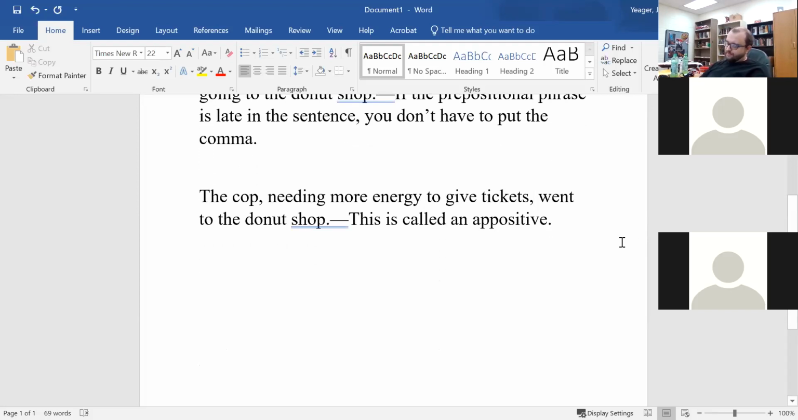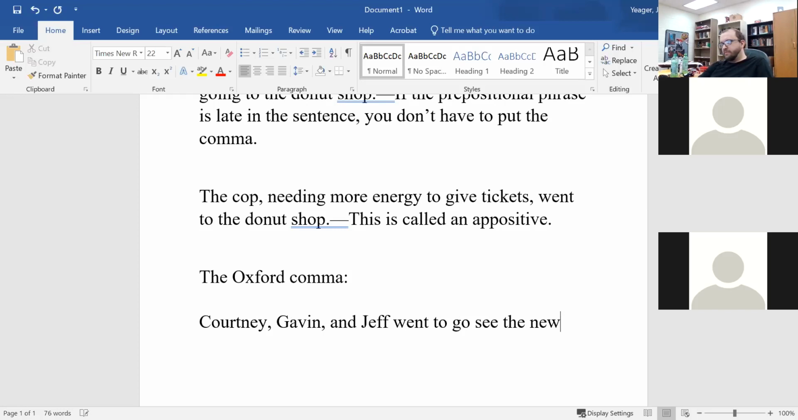The last thing I want to talk about is the Oxford comma. The Oxford comma is when you have a list of three or more. Right. So, Courtney, Gavin, and Jeff went to go see the new Halloween film.